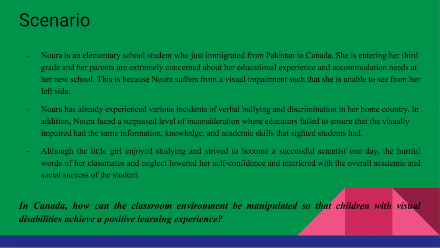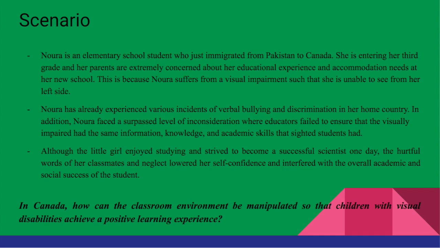With regards to visual impairment, we have a third grade student named Nora who suffers from this condition and cannot see from the left side of her eye. Nora's parents are worried about her school experience because back in Pakistan, where she came from, Nora's teachers were not really understanding of her condition and did not accommodate her. Nora's classmates also often told her that she wasn't good enough because of her disability. So this actually impacted Nora's emotional and psychological well-being, lowered her self-confidence, and hindered her academic performance.